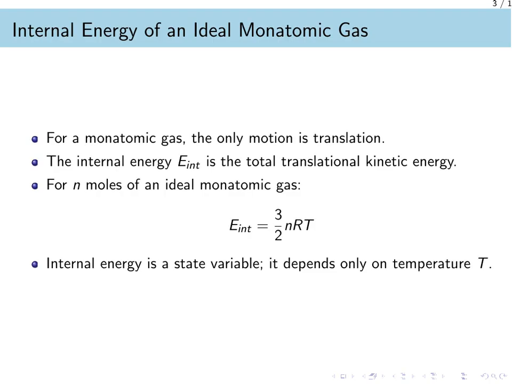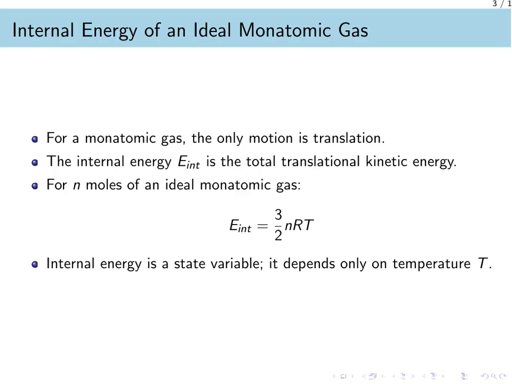First, let us look at the internal energy of an ideal monatomic gas. For a monatomic gas, the atoms are treated as point masses, so their only form of motion is translation through space. Because there are no rotations or vibrations, the internal energy, E sub int, is equal to the total translational kinetic energy of all the atoms. For a sample containing n moles of gas, this internal energy is calculated as 3/2 times n times the universal gas constant R times the absolute temperature, T.